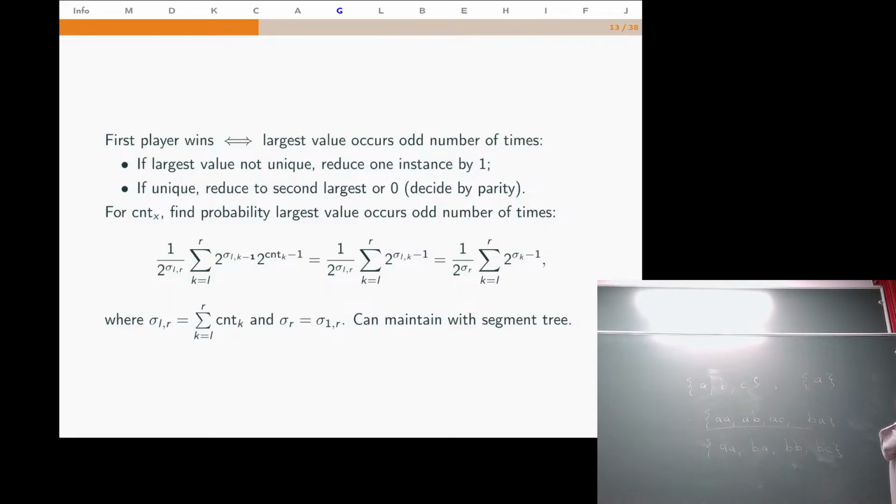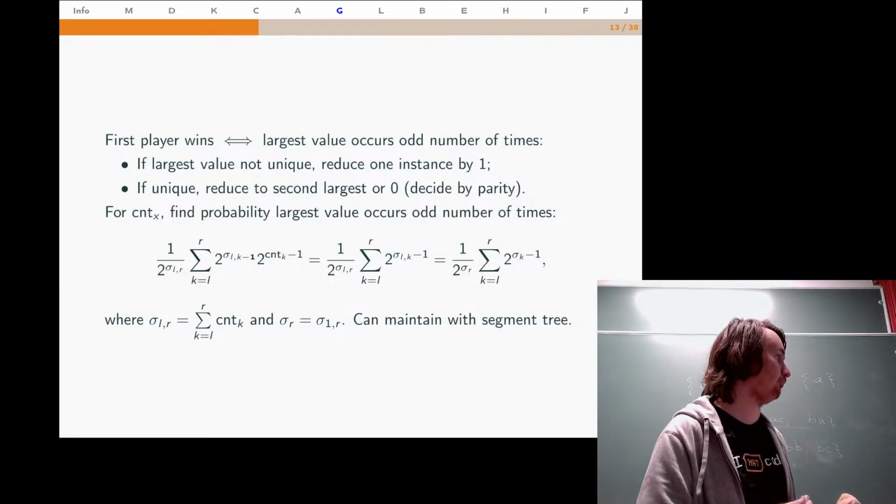So when we need to add something to the power, we essentially need to multiply some of the stuff on the segment by 2, and this can be done using the segment tree. And then we proceed to solve the problem.